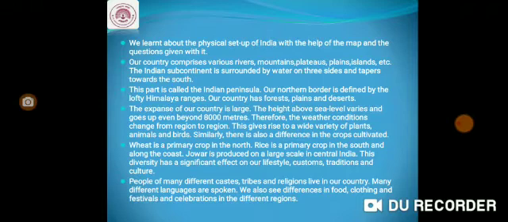People of many different castes, tribes and religions live in our country. Many different languages are spoken. We also see differences in food, clothing, festivals and celebrations in the different regions. So we all know about this. Yes or no? India is a cultural place. It has many different castes, many different religions, and people speak different languages everywhere. Food is different, the style of clothing is different. Yes. Let's move on to the next page.